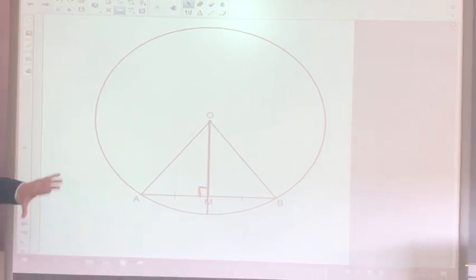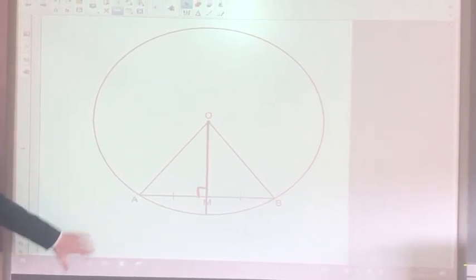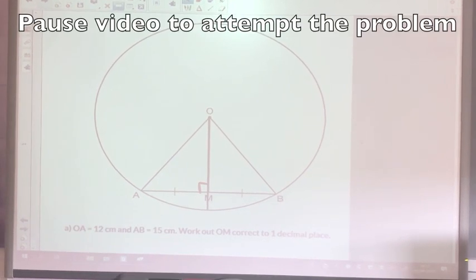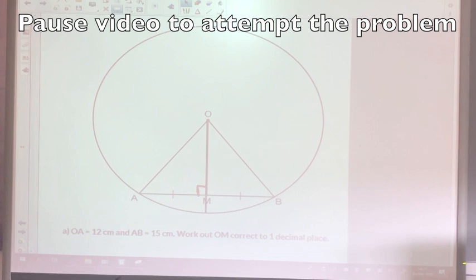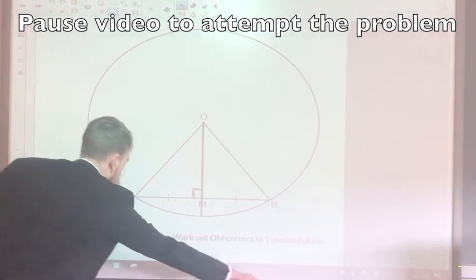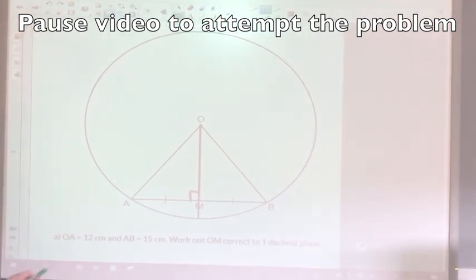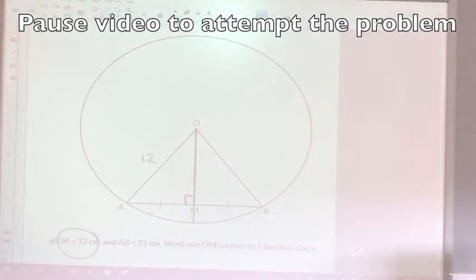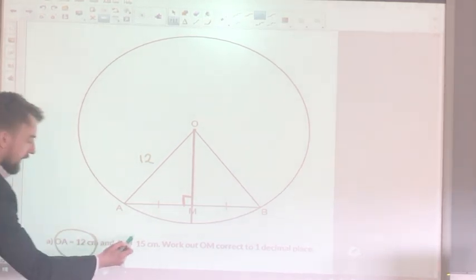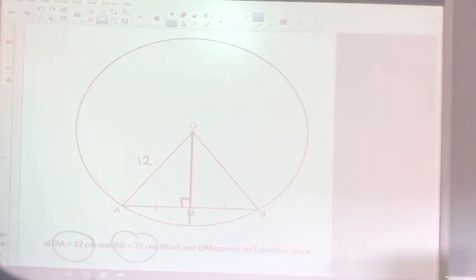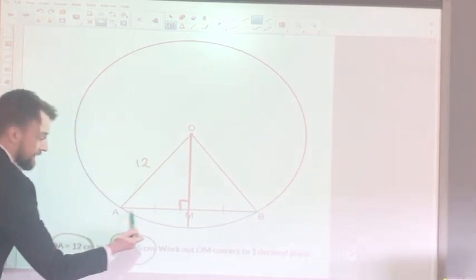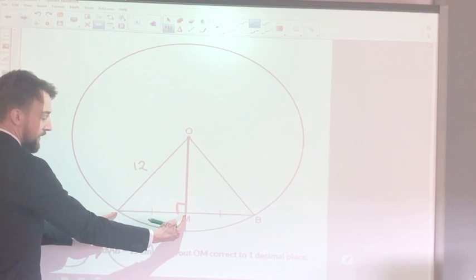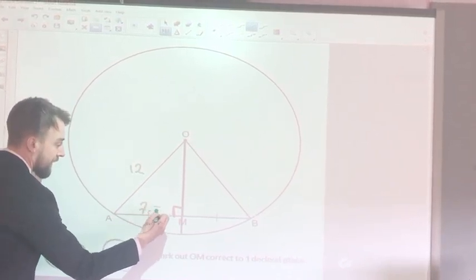So the important bit that we're going to use is that this here is a right angle. Okay, we're ready to see the question, we're ready to see more information and put it in there. So we are told that OA equals 12. Let's put that on the diagram. And we are also told that AB equals 15. AB is this length here, and we've already discussed that M is halfway between A and B, so this will be 7.5.